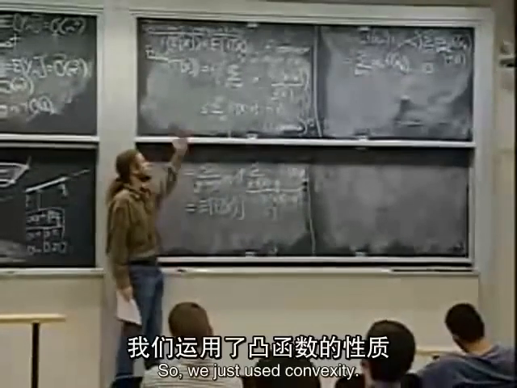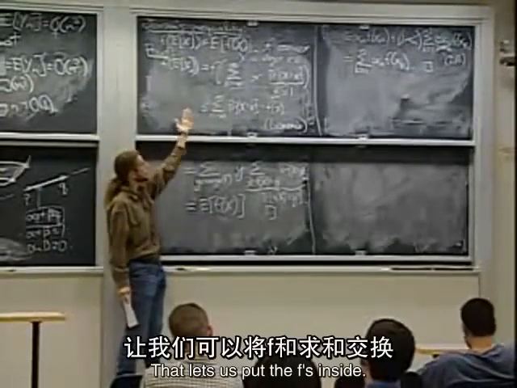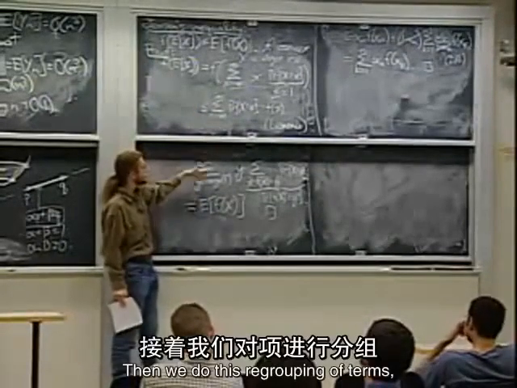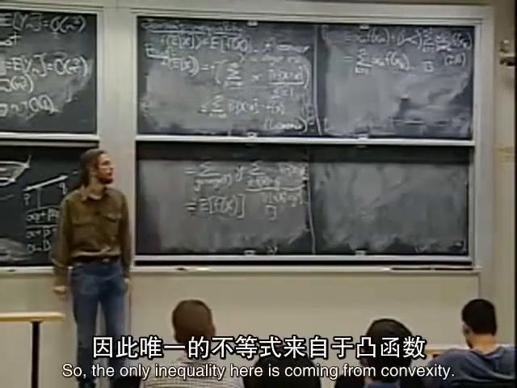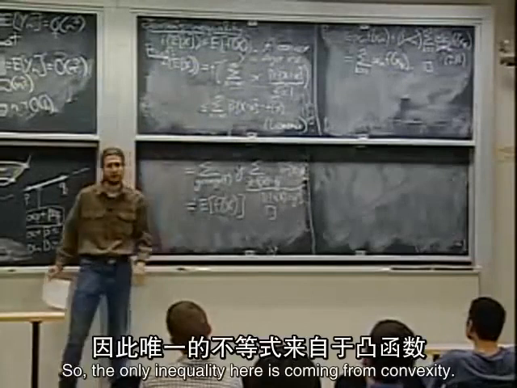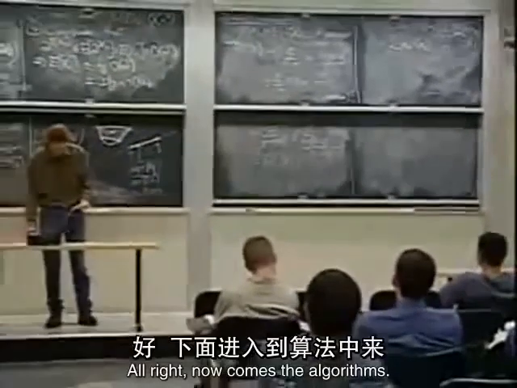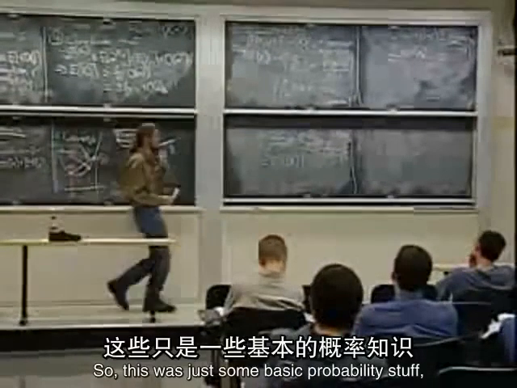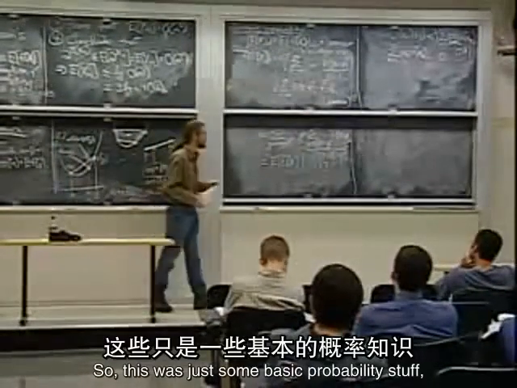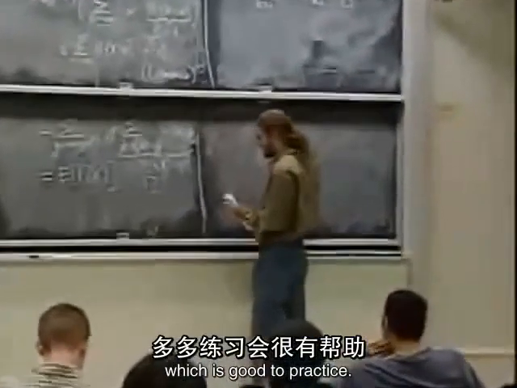So we just use convexity. We use the definition of E of X. We use convexity, which lets us put the f's inside. Then we do this regrouping of terms, and we figure out that's just E of f of X. So the only inequality here is coming from convexity. All right. Now comes the algorithms. So this was just some basic probability stuff, which is good to practice.